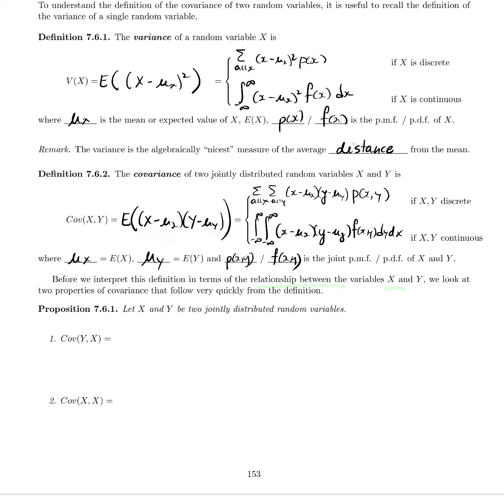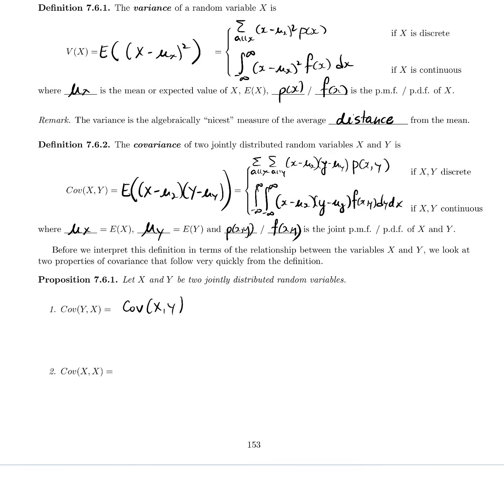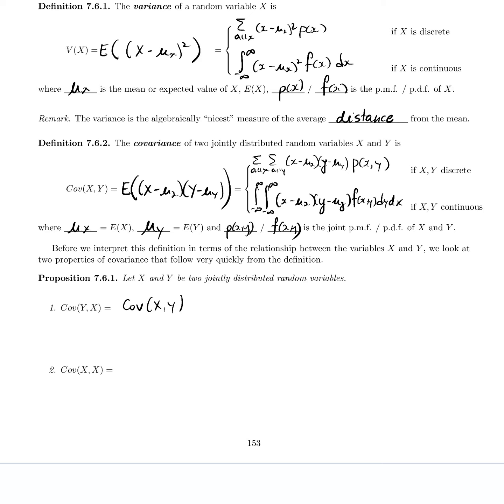So before we dig into this definition to interpret what it means in terms of the relationship between the variables X and Y, we're going to look at two little properties of the covariance that follow very quickly from the definition. And that's proposition 7.6.1. Let X and Y be two jointly distributed random variables. Then the covariance of YX is equal to the covariance of XY. So it is symmetric, and we can see that by just looking at this product.